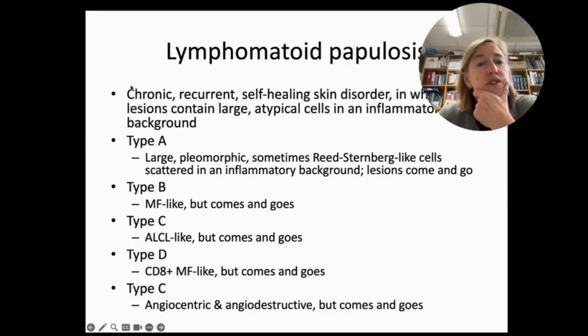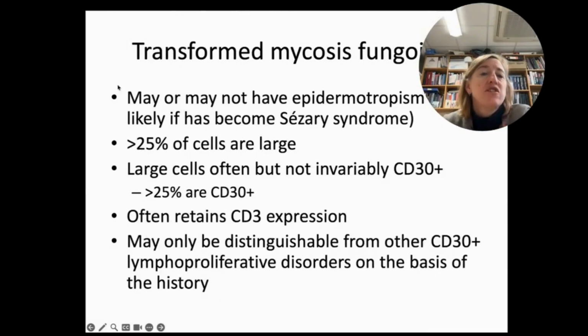It's chronic, recurrent, and it's a self-healing skin disorder in which the lesions contain large atypical cells and an inflammatory background. If you do clonality studies on this, they are clonal, so they are neoplastic, but they don't always stay. Generally, eventually the patient develops a lymphoma that's full-blown, and this is just an early phase of it. I've mentioned the transformation of mycosis fungoides. That's just here for completeness. It needs to have more than 25% of its cells being large or CD30 positive. And it tends to retain CD3 when most other anaplastic large cell lymphomas do not.